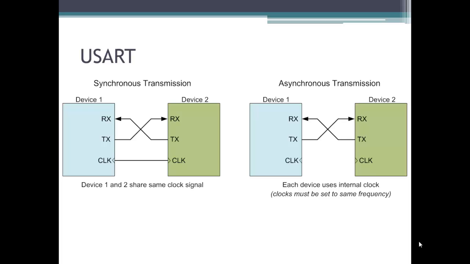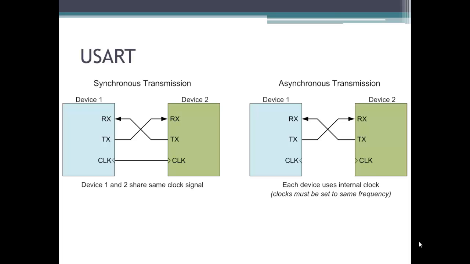Now, you can run the USART either synchronously or asynchronously. Let's focus for a moment on the left diagram on synchronous transmission. If you have two devices, device 1 and device 2, usually their TX and RX lines are connected reciprocally to one another. So the TX line from device 1 connects to the RX line for device 2, and vice versa from device 2 to device 1. They both also share a common clock signal, so that they're clocked to the same rate.